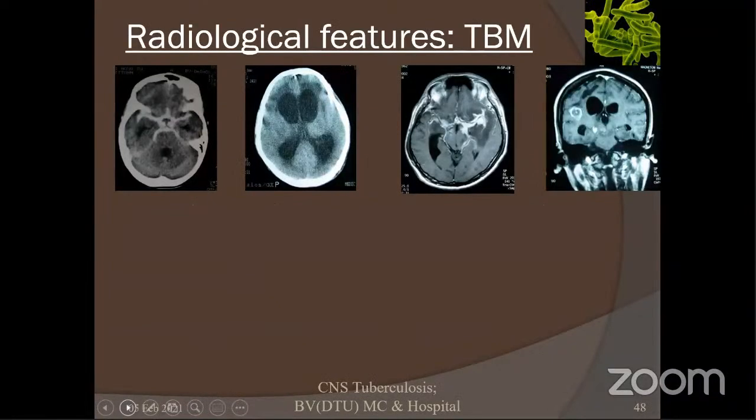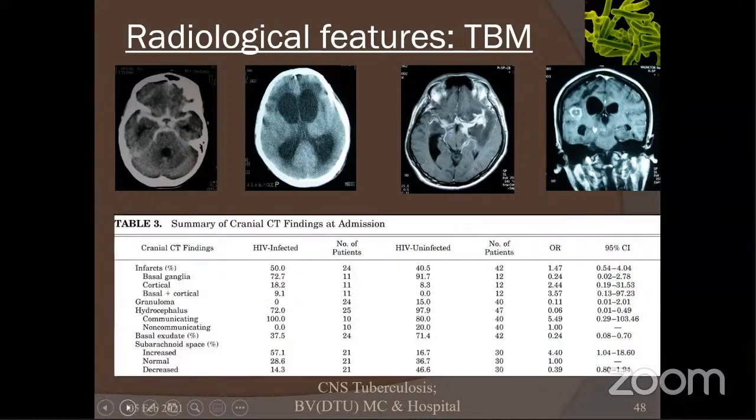Then the radiological features of TBM: the basal exudates, hydrocephalus, thick exudates, tuberculomas, infarcts. So these are the various things which can happen, and there is nothing specific. You can't go to a radiologist and ask, is it CNS tuberculosis, is it TBM? These are all non-specific findings. They can only help us in understanding the disease. Yes, if you see thick exudates like this, you can think of tuberculosis.